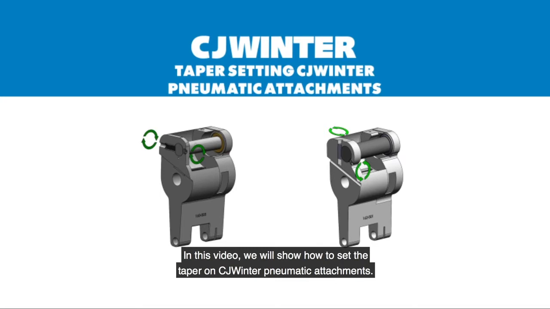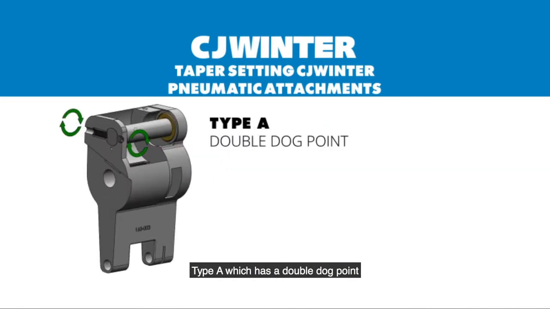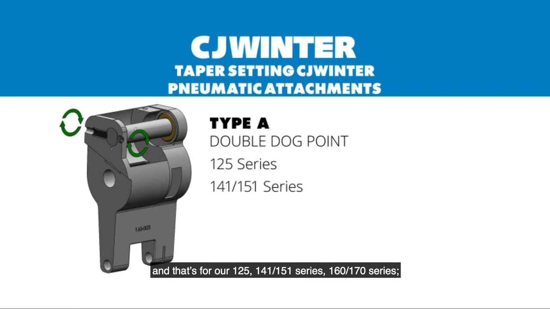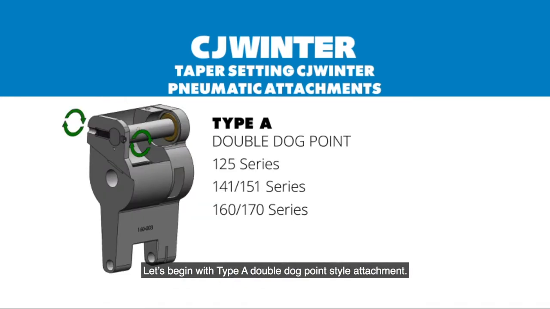In this video we will show how to set the taper on CJWinter pneumatic attachments. There are two different types of attachments. Type A, which has a double dog point, and that's for our 125, 141, 151 series, 160 and 170 series. And then Type B, which has a taper set screw for our 134, our 162 and 172 series. Let's begin with the Type A double dog point style attachment.